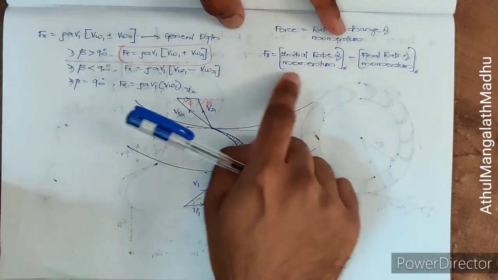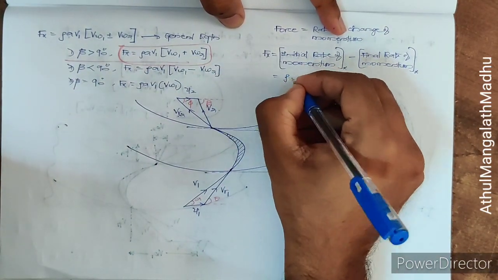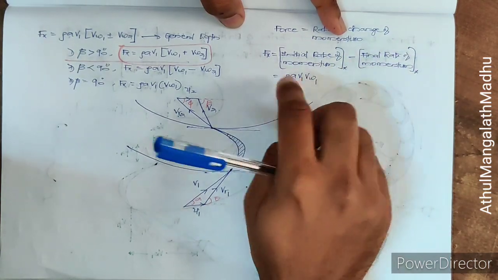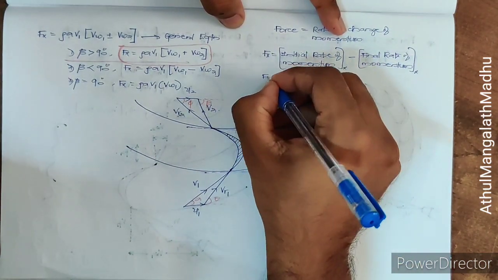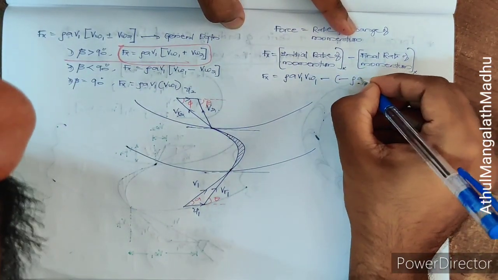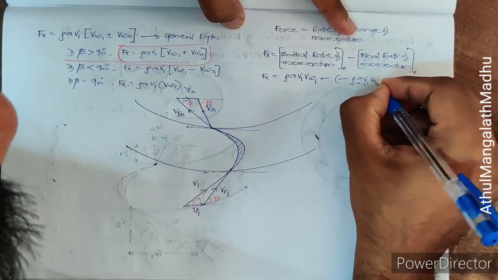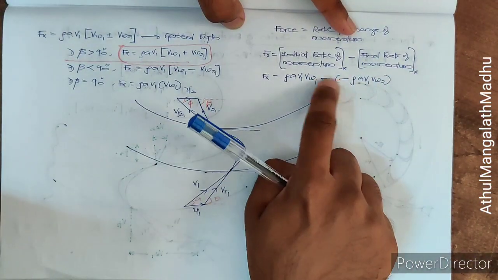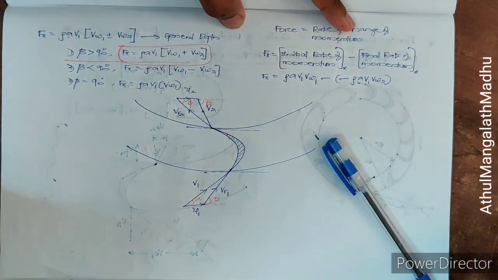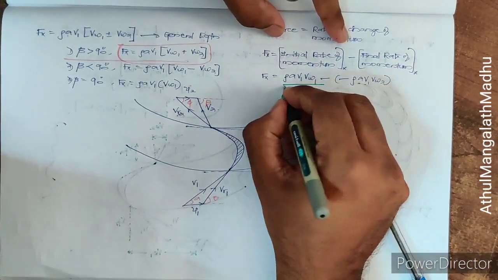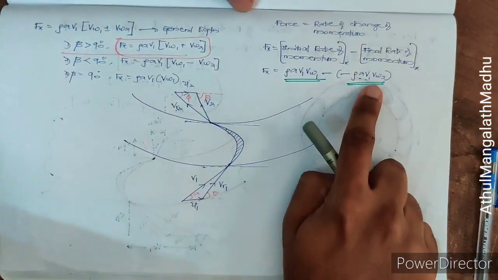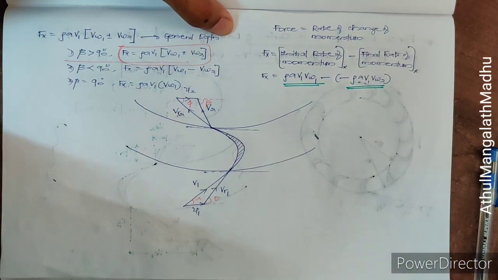If I substitute that, I can say that rho into A into V1 into VW1 is the initial rate of momentum in x direction. And that has to be minus of minus rho into A into V1 into VW2. With both negatives it becomes plus, only then will you get this equation. So this is your initial rate of momentum, and this minus rho A V1 VW2 is your final rate of momentum.